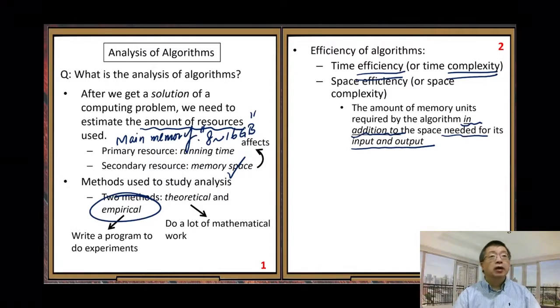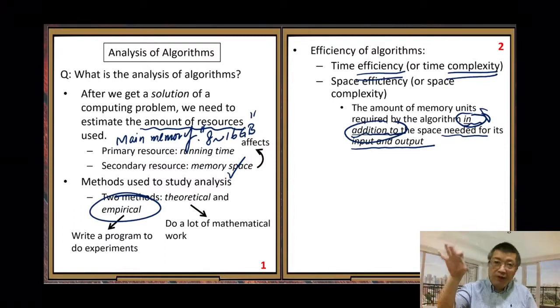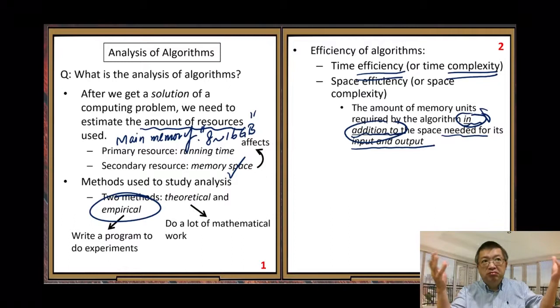So what do we compare? We compare the extra part, the space in addition to input and output. That's not common, right? Some algorithms use more extra space. Some algorithms use a very small, minimum amount of extra space. So when we look at the space efficiency, we want to look at that part.